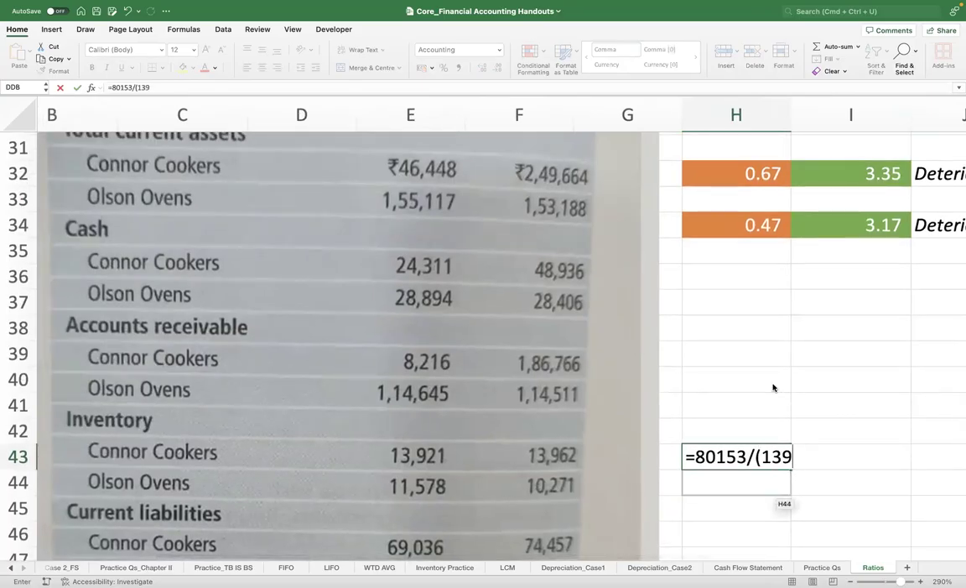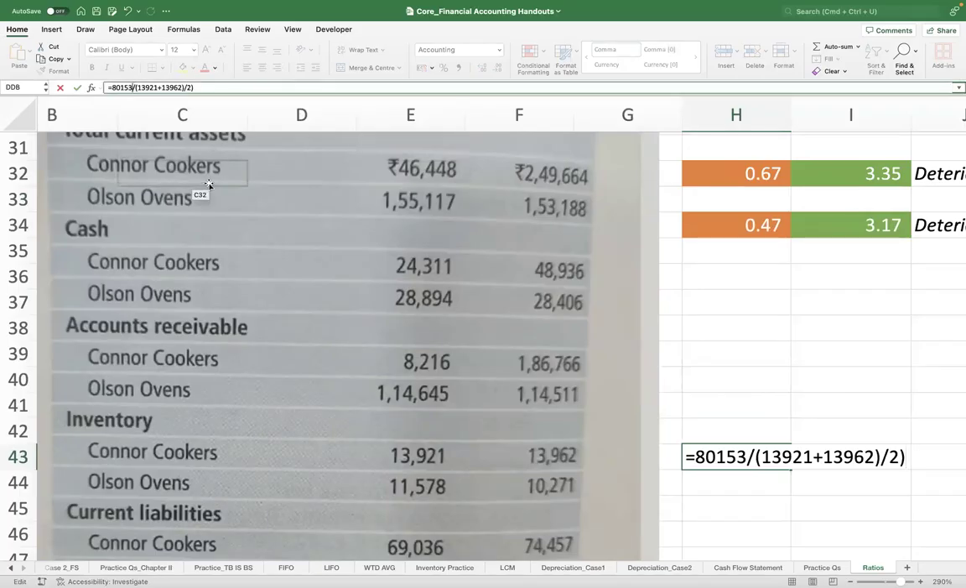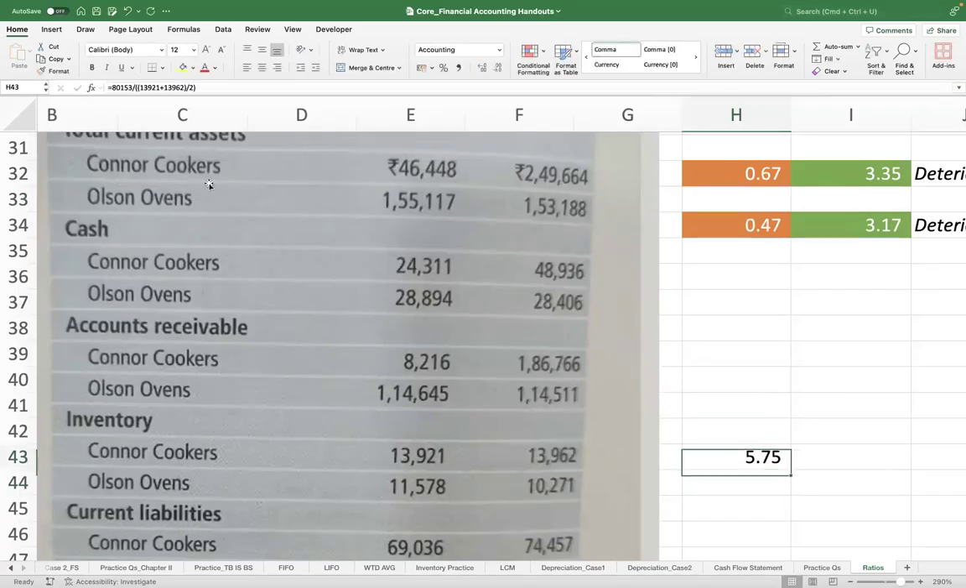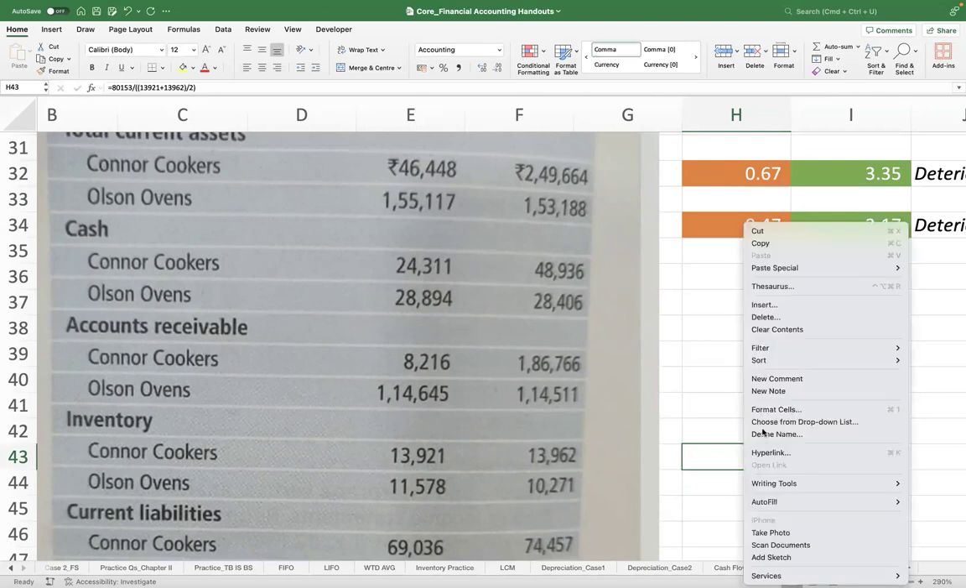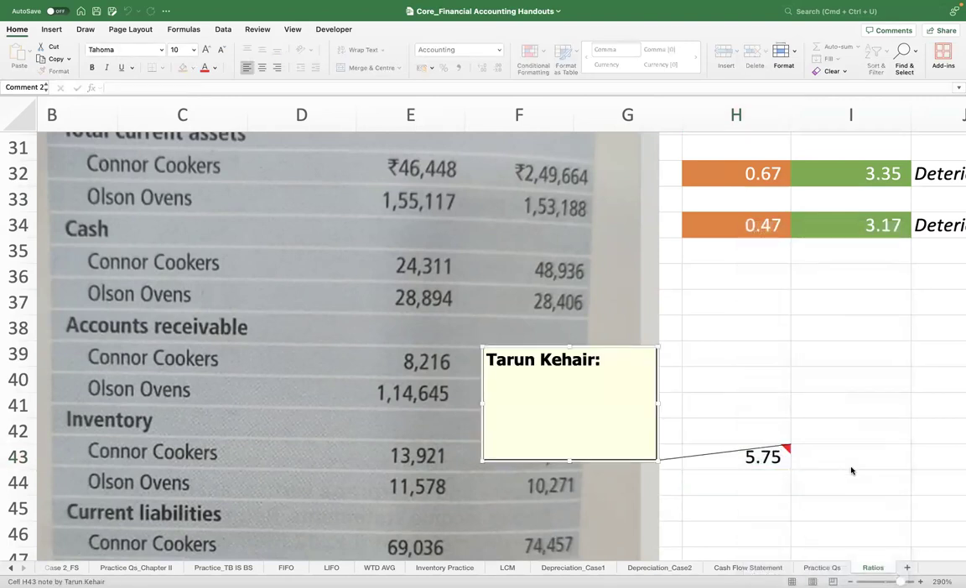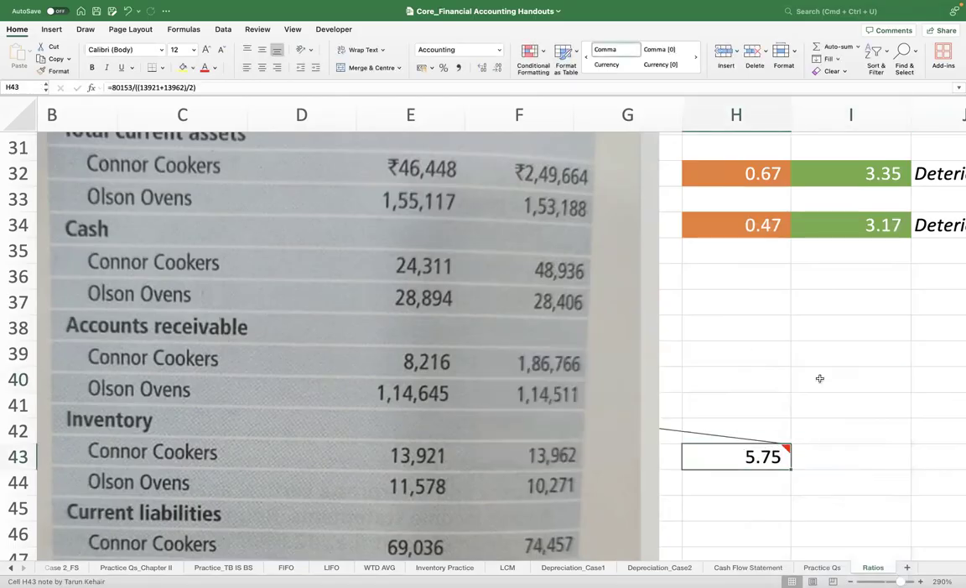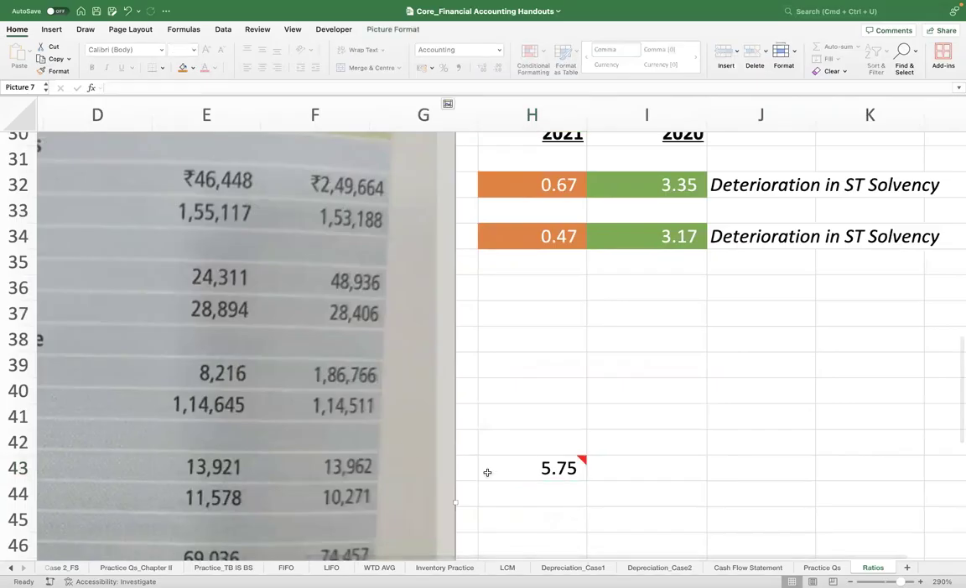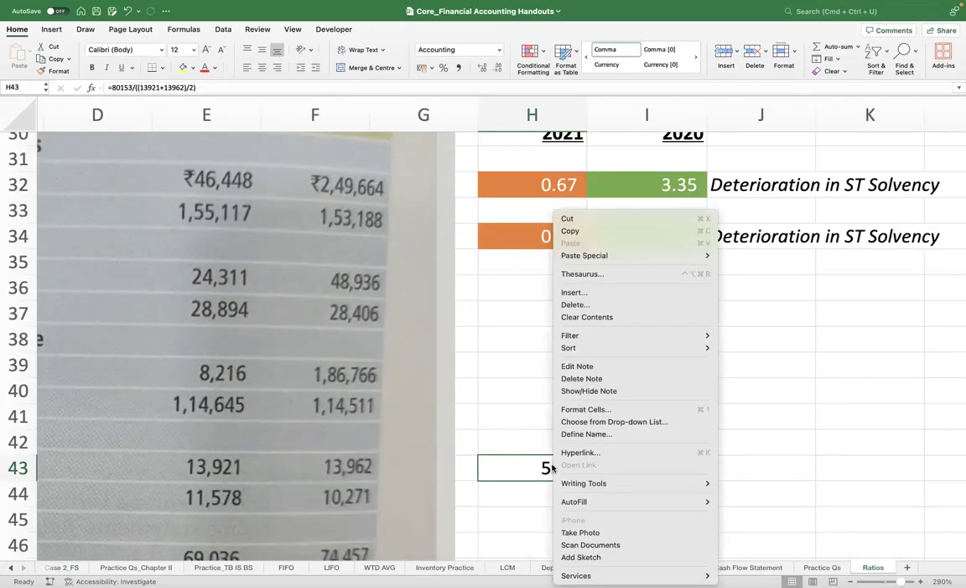Average inventory will be 13921 plus 13962, the whole thing divided by 2. Please don't forget BODMAS, and put the outer brackets as well. So your inventory turnover ratio is 5.75. This is ITO. So if your inventory turnover ratio is 5.75, what does it mean?